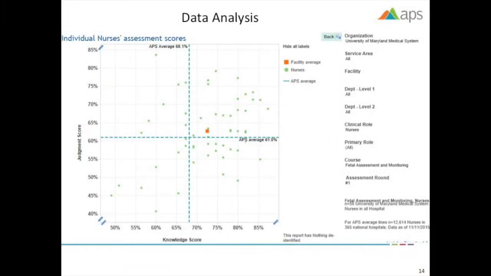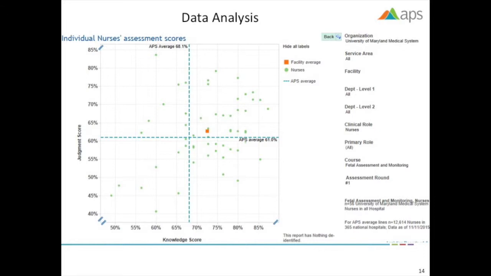This is where we did the data analysis. So I'll take you through these examples. This one looks at the nurses' assessments. What you'll see on this, the orange square is your particular hospital. All the little green dots on there are the hospitals all across the country with nurses who have done NOSIS. They're comparing nurses to other nurses.